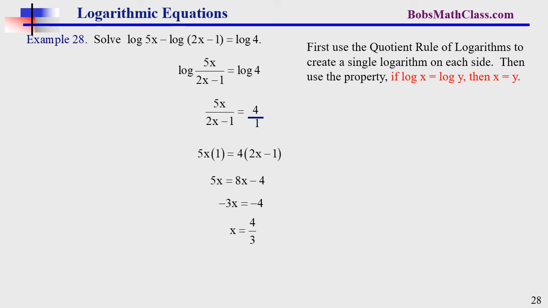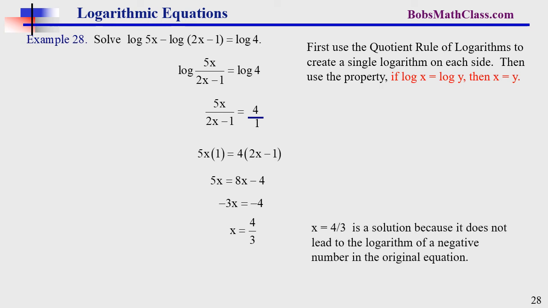Let's say we got an answer of, I don't know, 1/3. Let's say it was 1/3. If we plugged in 1/3, well, 2 times 1/3 is 2/3. And then 2/3 minus 1, that would be a negative number. So 1/3 would not be an acceptable answer. But 4/3 is. So we'll move on.